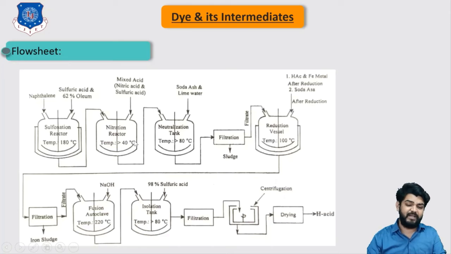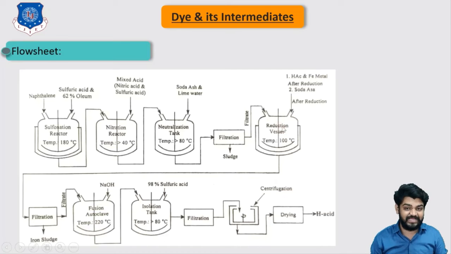This nitration mass, or reaction mass, is then sent to the neutralizing tank where we add soda ash and lime water in order to maintain the pH of this reaction mass. This reactor is also equipped with a jacket and an anchor type agitator. This reaction temperature is around 80 degrees Celsius. After the neutralization tank, we send it to the filtration unit, in which we filter out the slurry and the solid particles.